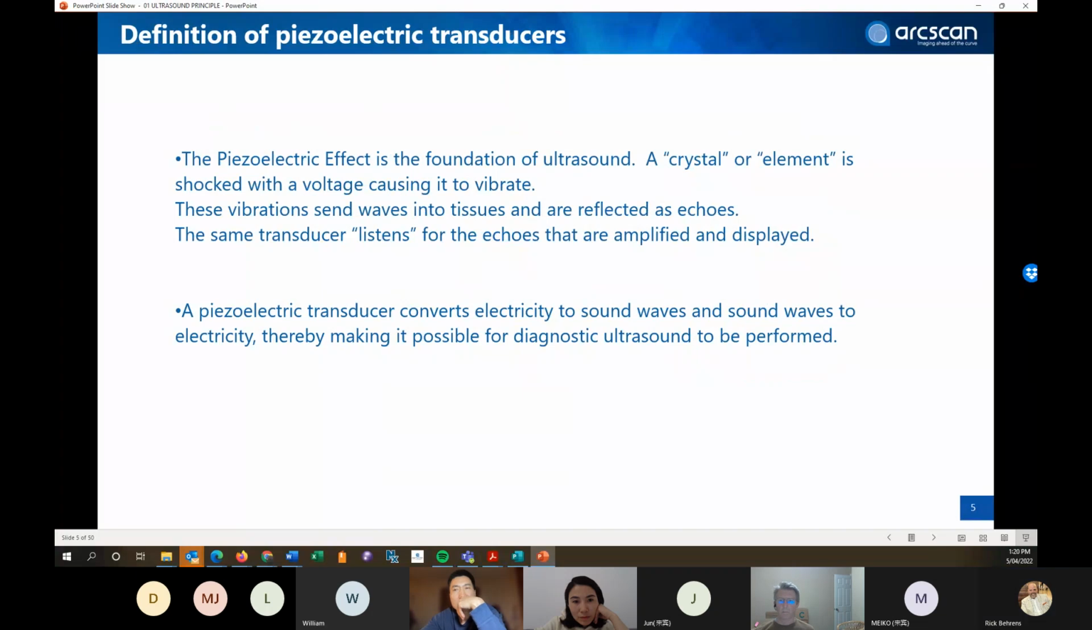Now, to create or to form an ultrasound device, you need a piezoelectric. It's an element that vibrates, and when it vibrates, it creates those waves, and those waves are electronically amplified and analyzed to create an image. So the piezoelectric is capable of turning electricity into sound waves, and this is exactly how it works.